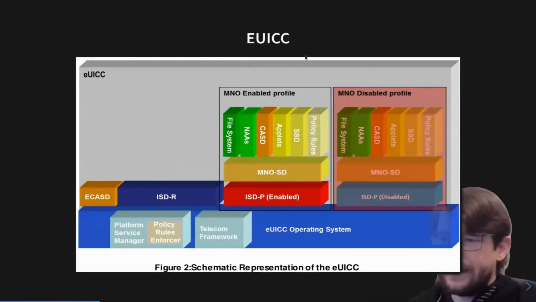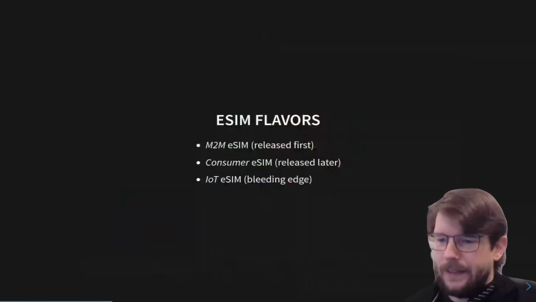Those multiple enabled profiles still share one physical interface. So it's not like, if you have a dual SIM phone, you have two different SIM cards and two different electrical interfaces to those cards. But in the MEP-enabled eUICC, you only have one physical interface and then some multiplexing going on at a protocol level. Yeah, so that gets us to the three eSIM flavors.